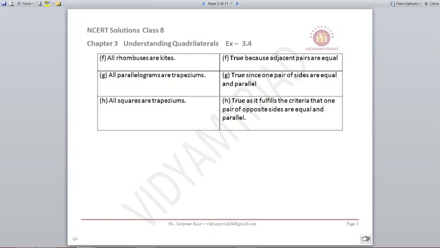All parallelograms are trapeziums. Yes, why? In a parallelogram we know that a pair of sides are equal and parallel. So in a trapezium also there is one pair of opposite sides that is equal and parallel. All squares are trapeziums. Yes, it holds true for this also, as it fulfills the criteria that one pair of opposite sides are equal and parallel.